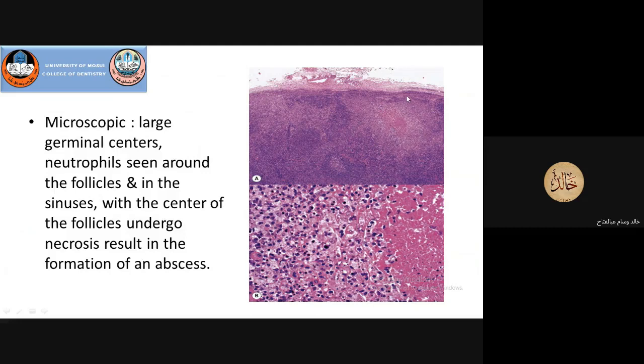The lymph nodes will contain reactive germinal centers, reactive lymphoid follicles, and we may see areas of necrosis and abscess formation because of acute inflammation in the lymph node. We can see here we have the neutrophilic infiltration. Here we have the neutrophils, and here we have the area of necrosis due to abscess formation inside the lymph node.